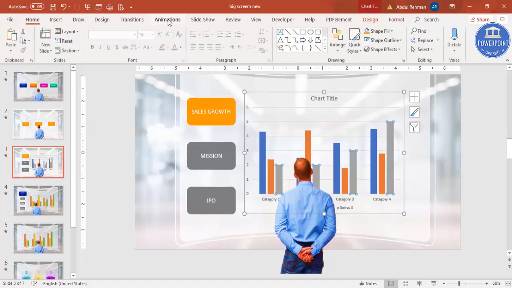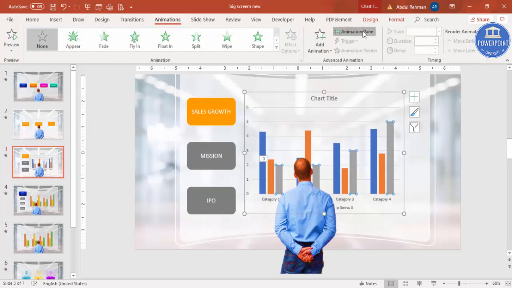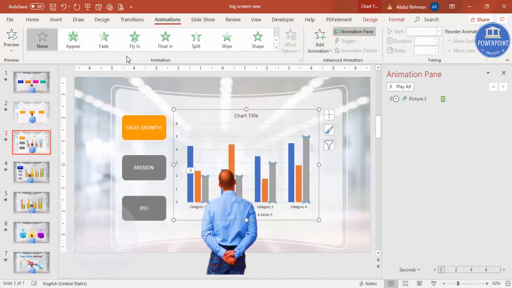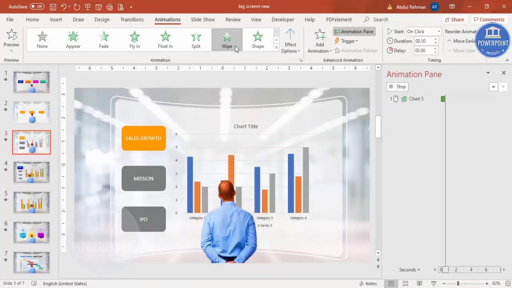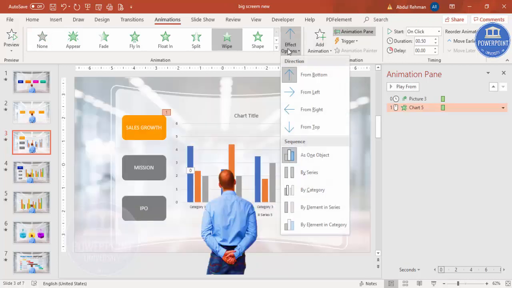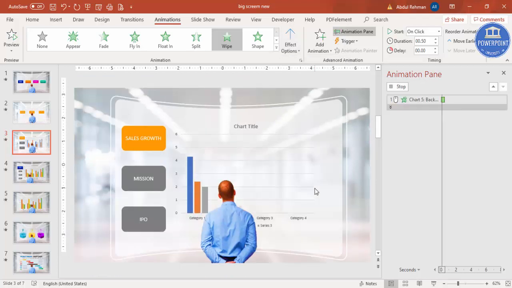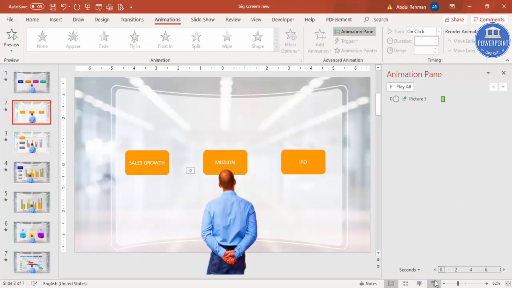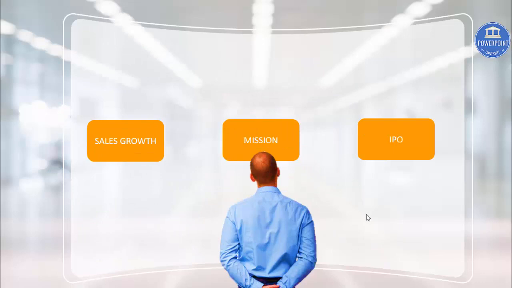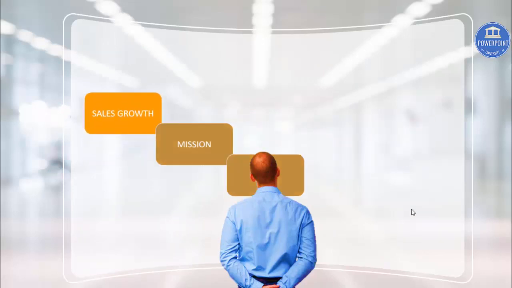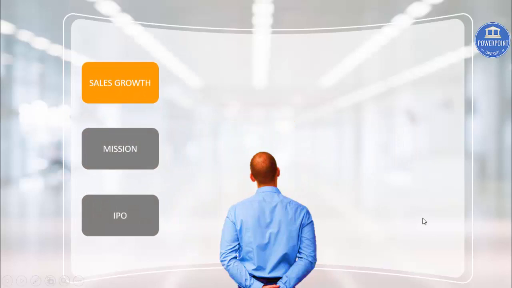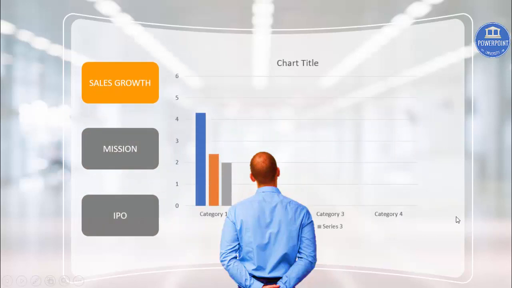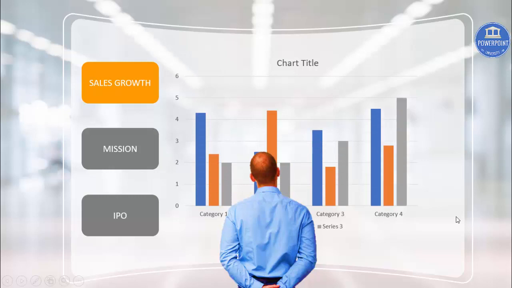I can go and do some animations, click the animation pane, and I'm going to just say a wipe effect. And when I say wipe effect, I can just go here, effect options. I can say by series, by category, by elements. I can just say by category. So it comes something like this, the animation one. So let me just play how it looks. So you can see here the slideshow, it looks something like this. When I click, this button moves to the left, and then when I click, it will give me for each click a different chart category.